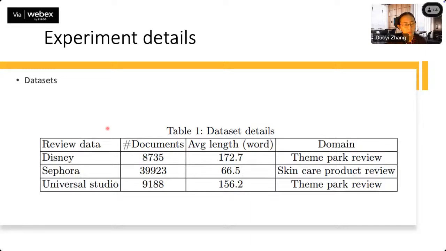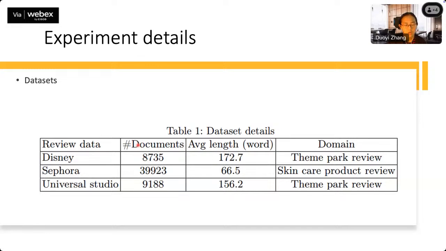So we are going to test the framework on 3 data sets. Those 3 data sets are obtained from Kaggle. Those are review data sets about Disney, Sephora, and Universal Studio. And the documents have different document lengths, and also different numbers of documents within each data set.